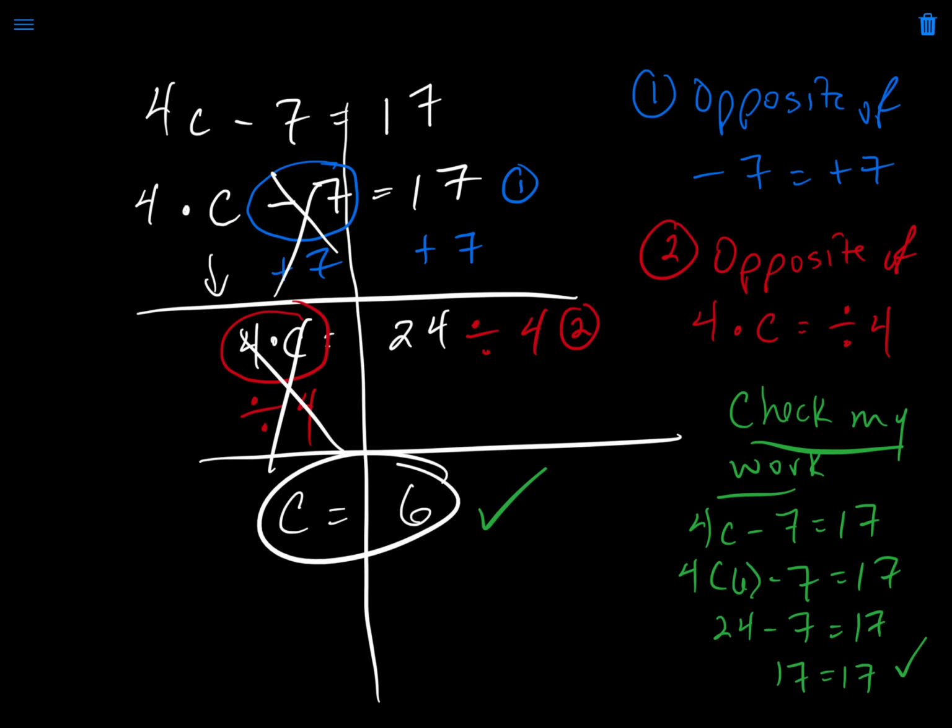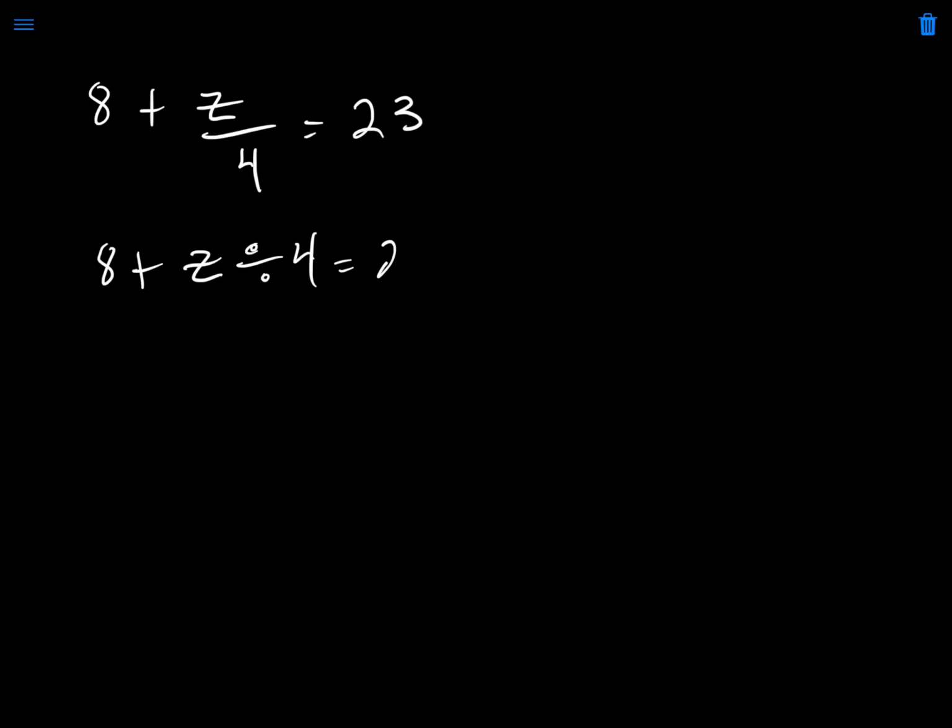Now let's do one that may be a little bit more complicated. I'm going to do this one here: 8 plus Z divided by 4 is equal to 23. So I'm basically saying 8 plus a number divided by 4. In fact, let me go ahead and write that down. 8 plus a number Z divided by 4 is equal to 23.